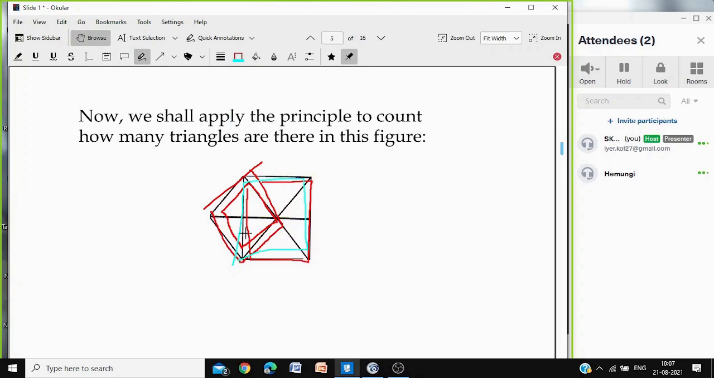So count separately, but be careful that this one you are counting twice, that you will have to subtract. Because when you take this one, then also you are counting this part, and when you are taking this one, then also you are counting, so this has to be subtracted.